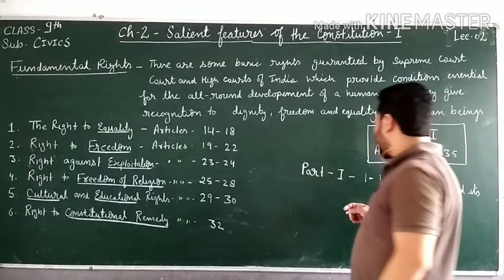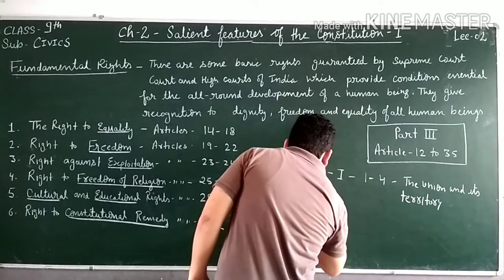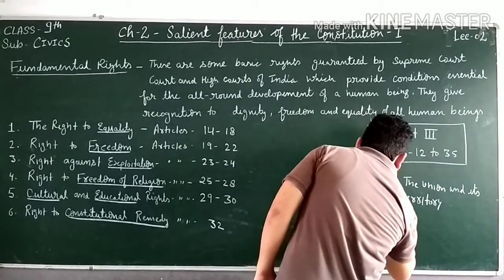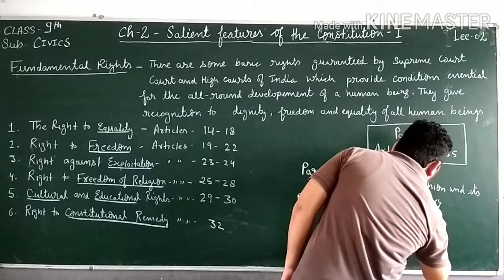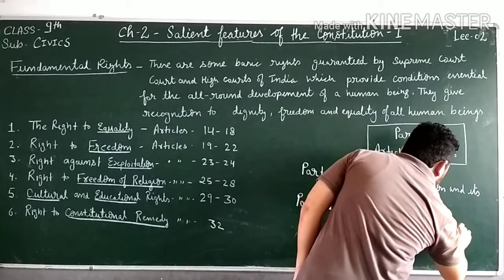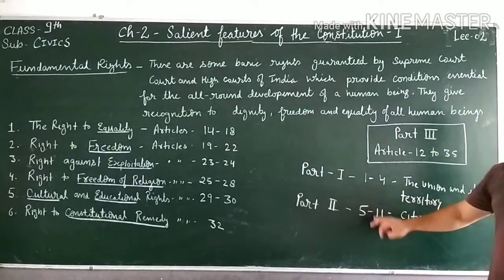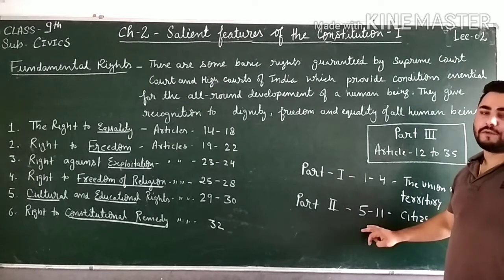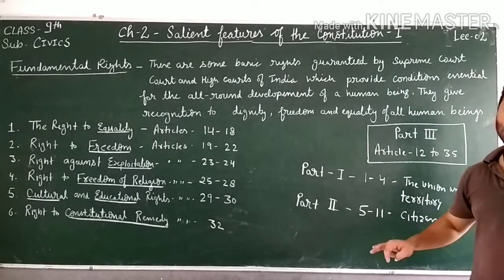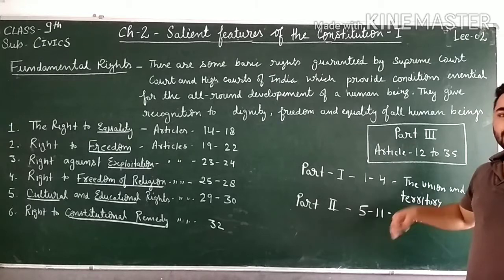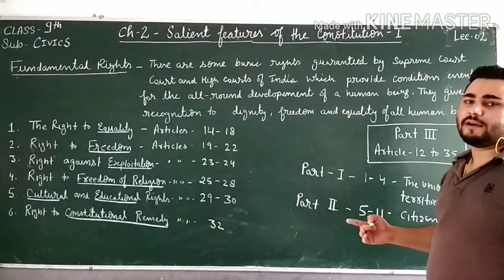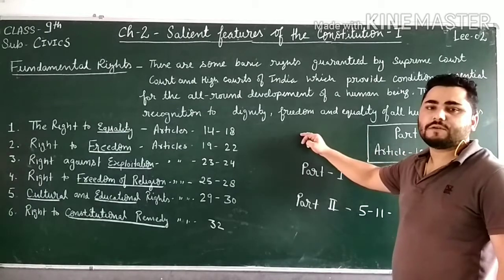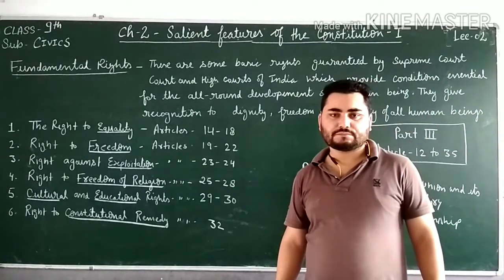Then in the second part we have citizenship, which is from article 5 to 11. In this they have described who will be a citizen of India and how a person can acquire citizenship of India. Then part third is from article number 12 to 35. They have given fundamental rights.